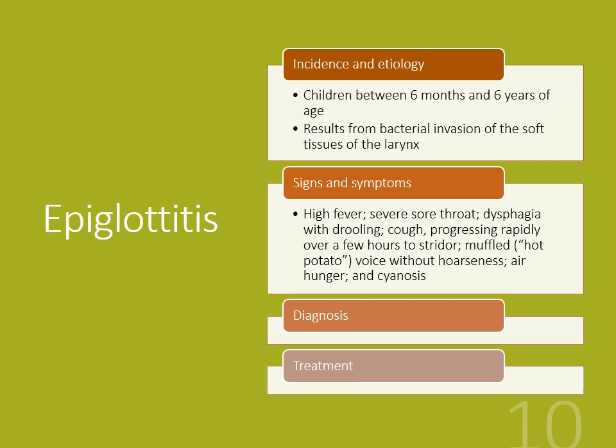Treatment includes establishment of a stable artificial airway first. That is the number one priority. Placement of an ET tube under general anesthesia is the safest way to provide a secure and temporary artificial airway because of the swelling of the upper airway.